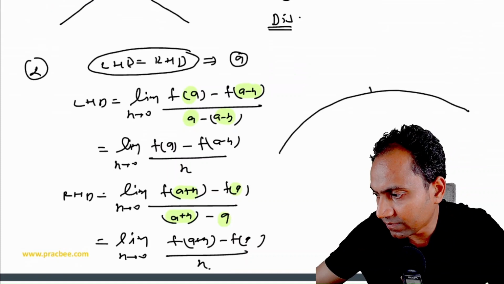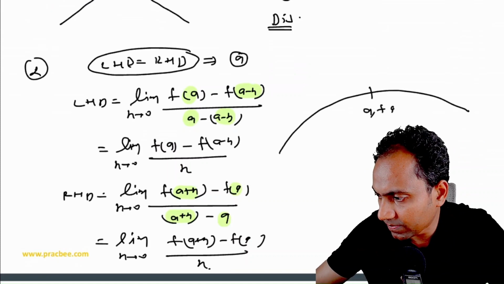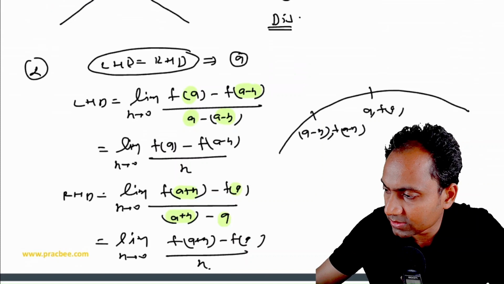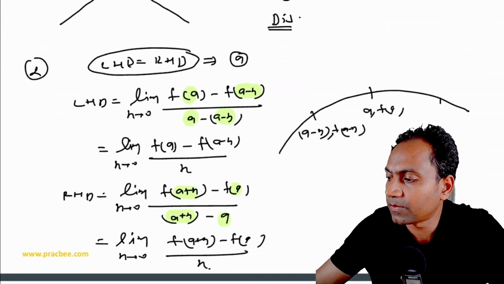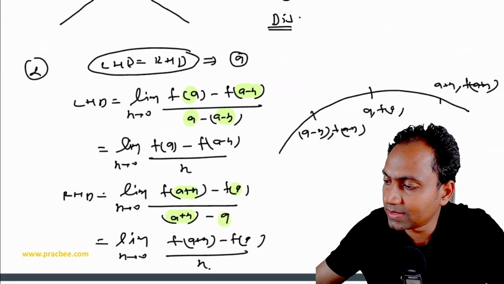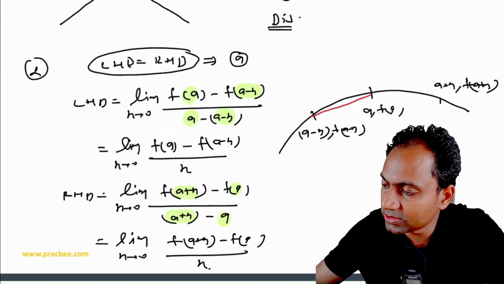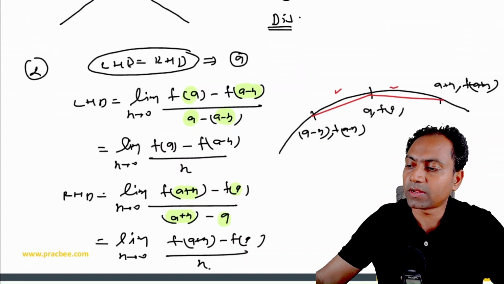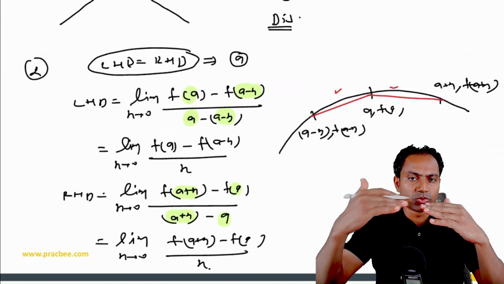if this is a point a comma f of a, what we are saying is if there is a point here that is a minus h comma f of a minus h, and on the right hand side we have a point a plus h comma f of a plus h. So what we are saying is if I find this small secant slope on this side and this side, it should come out to be equal. And if it comes out to be equal, what will happen is it will be a smooth curve.